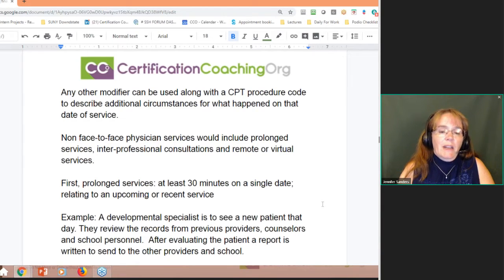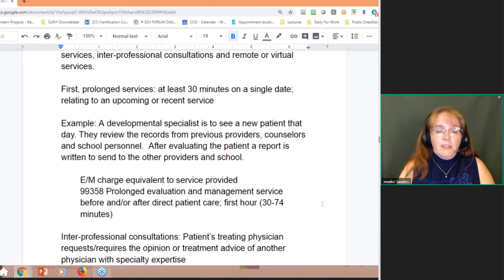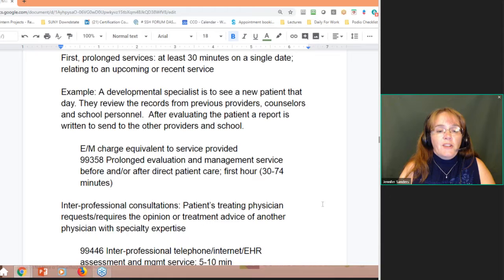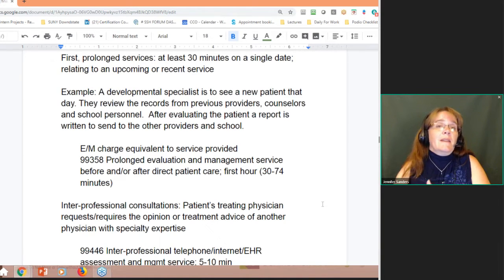Well, it has to be documented. You can also have a non-face-to-face prolonged service, which of course physicians would like to use those too. So our example, you have a developmental specialist who's going to be seeing a patient as a new patient. So they have records from their previous providers, counselors, psychologists, school personnel. They may have all of these records that they're reviewing before they see the patient. They want to get a good history and a good feel for this patient. And then after they evaluate the patient, they need to write a report and send it back to that physician, that counselor, that school personnel.